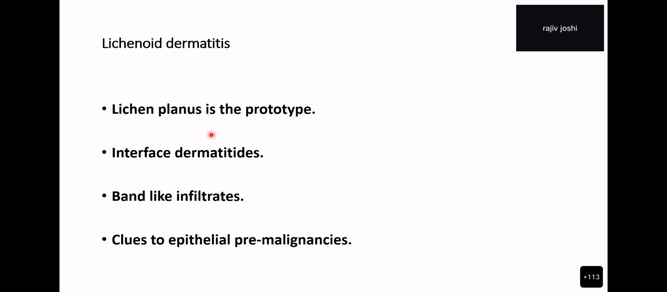So lichen planus is the prototype of a lichenoid dermatitis. It is also a part of the group of interface dermatitis. So interface can be vacuolar or can be lichenoid, with band-like infiltrates, and sometimes it's also a clue to epithelial premalignancies. Okay, any questions on this?